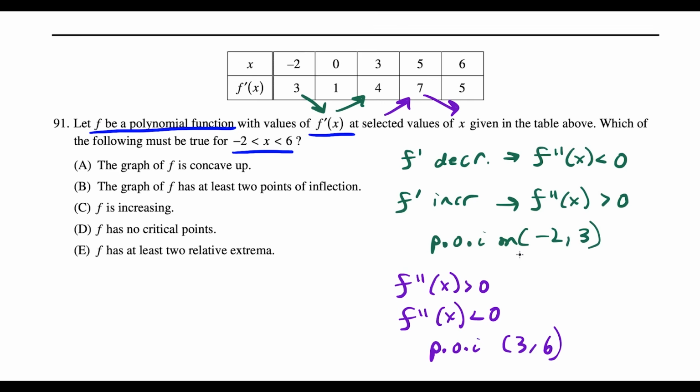So what can we say is definitely true? The graph of f has at least 2 points of inflection. So this is definitely choice B.